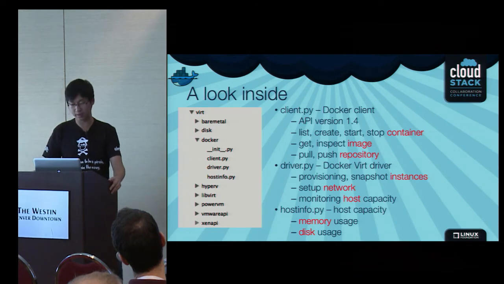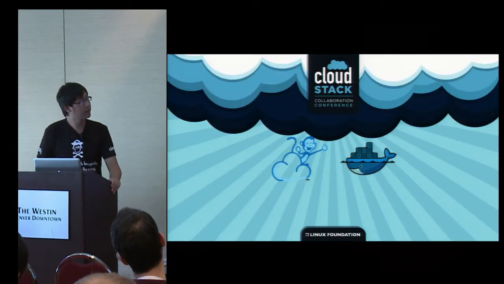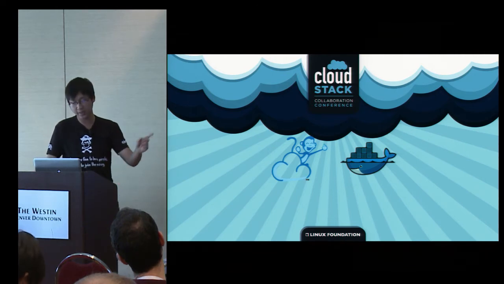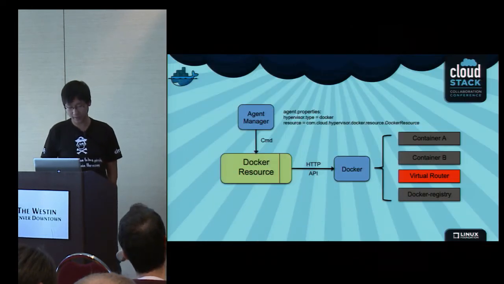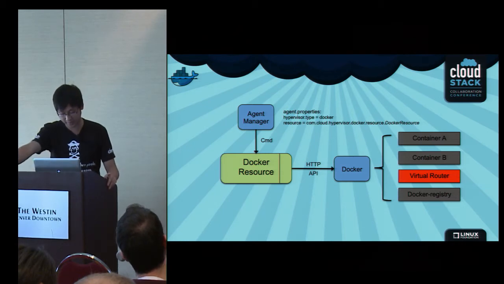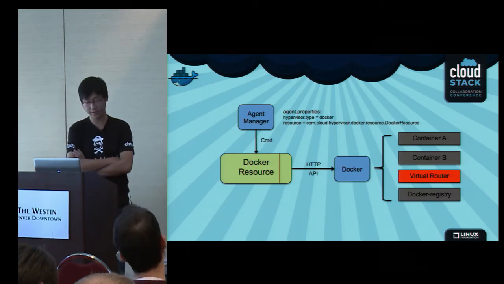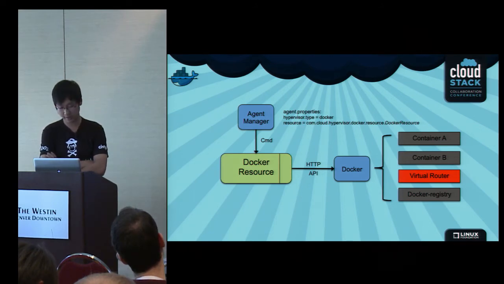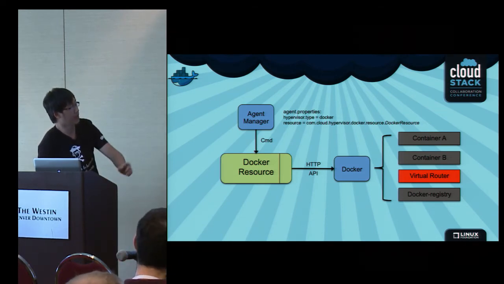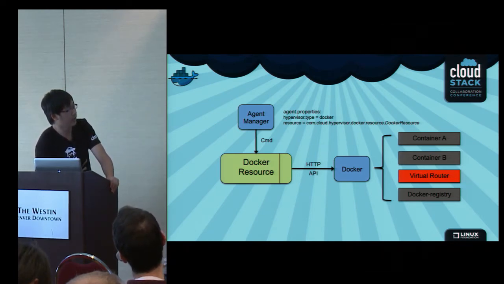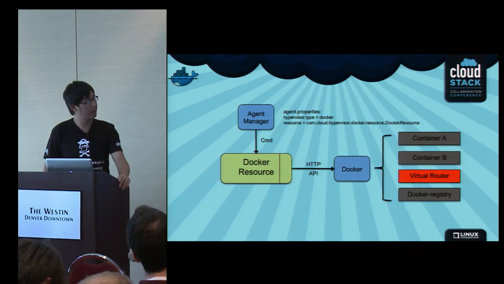Okay, so I will talk further about the CloudStack implementation. I thought it should be a better combination, right? What should I do? I implemented it the same way as with OpenStack, but with something interesting: I implemented the virtual router as a container for network orchestration and network services. It also has a Docker resource, and here is the Docker HTTP request to request the Docker services.